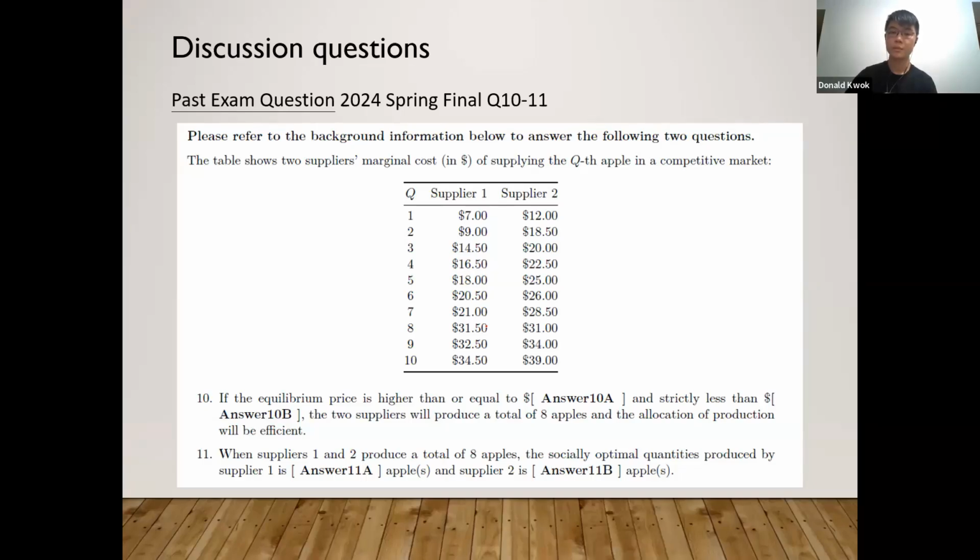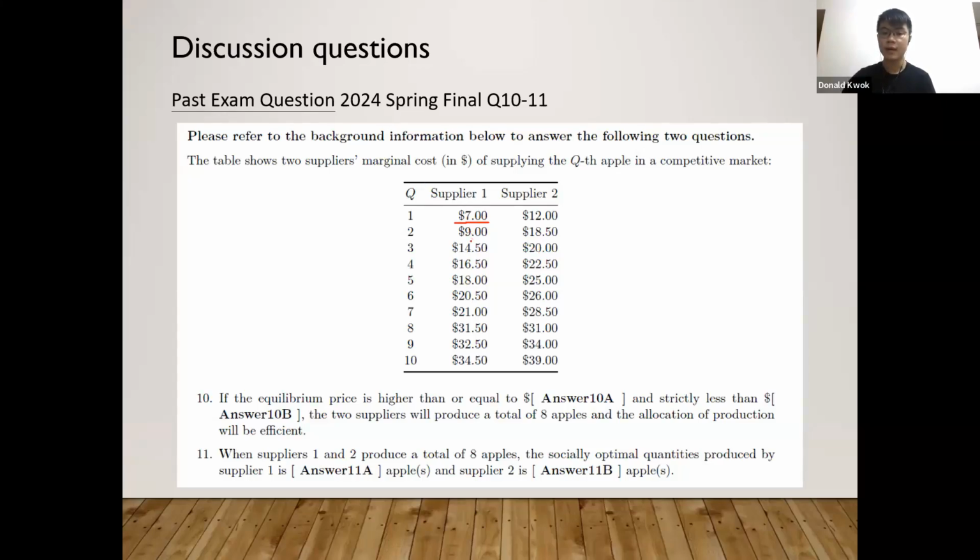So similar to the previous question, we are going to ask a series of questions to solve this problem. And this time we are dealing with the supply side. Okay, so to find out the equilibrium price when the total quantity is 8 apples, how can I do that? If the price is $7, then the total quantity supplied is 1, which is produced by supply 1.